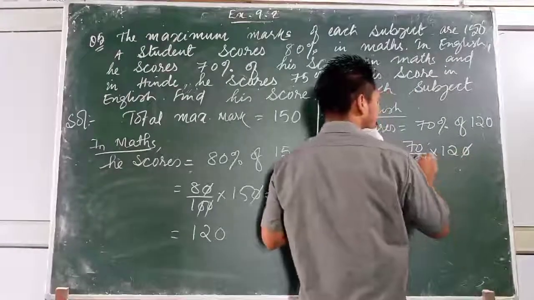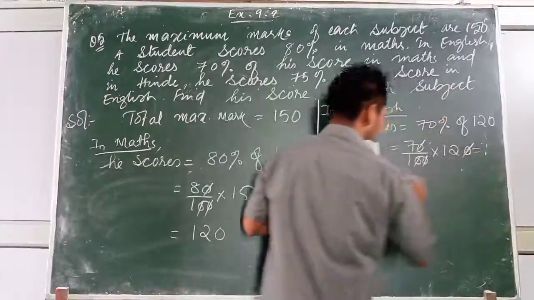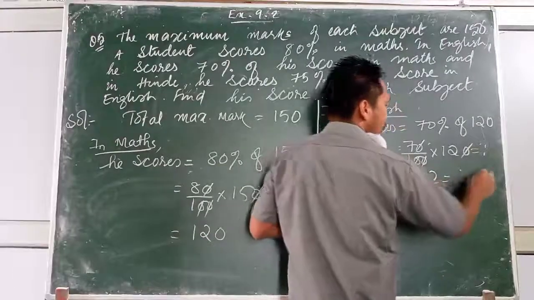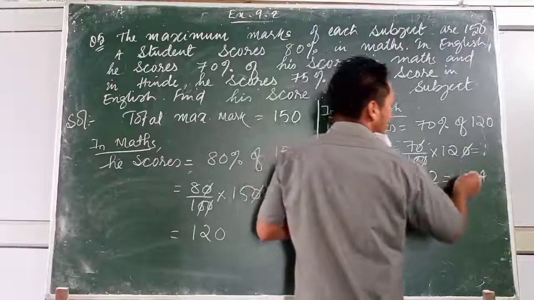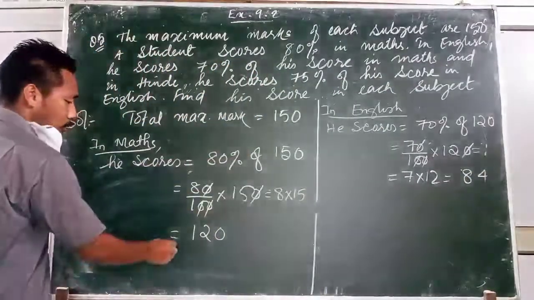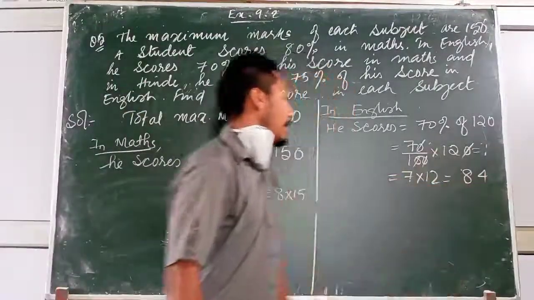0 and 0 cancel. Your answer is 7 into 12. So you multiply 7 by 12: 84 marks you have scored in English. So the score in mathematics is 120, and in English you have scored 84.